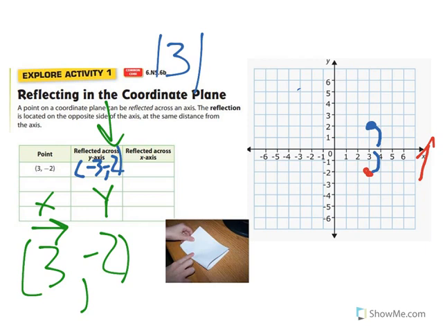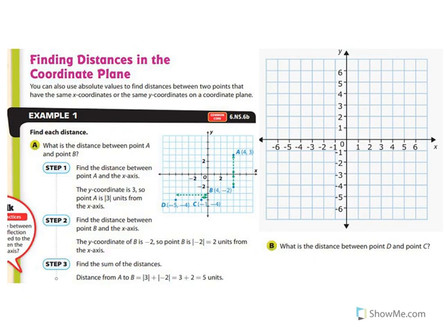I'm sure it's over 3, up 2, but if you can't, start at 0 and then go across and then go up. All right, so my new point is going to be (3, 2). All right, so that is the concepts here, and this is the example that they give you.